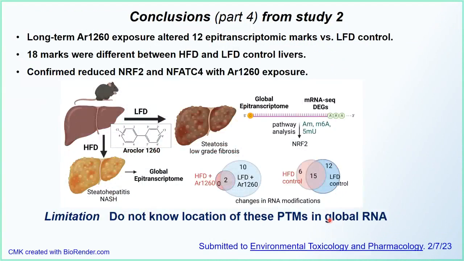low-fat diet fed mice. So my final conclusions are that long-term Aroclor 1260 exposure altered 12 epitranscriptomic marks in the liver versus the low-fat diet control. We identified 18 marks that were different between the high-fat diet and low-fat diet controls. And we confirmed that there are reduced NRF2 and NFATC4 with Aroclor 1260 exposure. Again, the limitations of looking at global epitranscriptomic changes are that we don't know specifically where these post-transcriptional modifications are. And that paper has been submitted to Environmental Toxicology and Pharmacology.